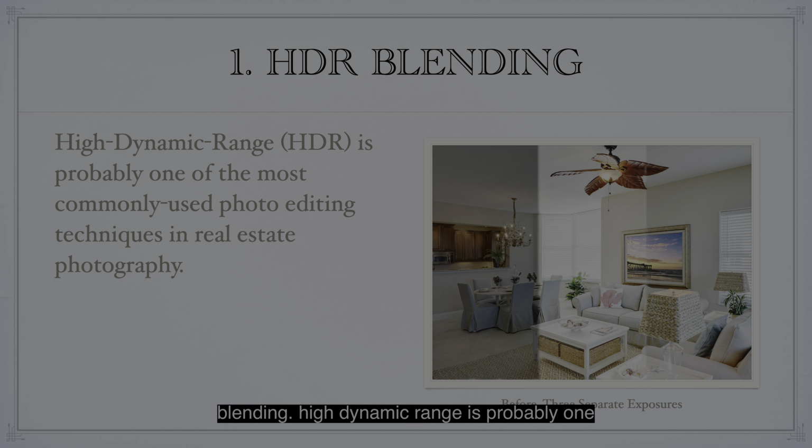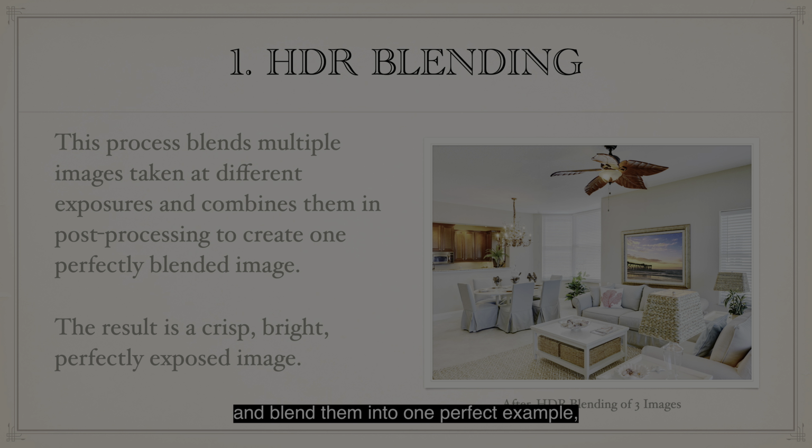High dynamic range is probably one of the most commonly used photo editing techniques in real estate photography. And you can see the image, we've got 3 separate exposures there. The idea of HDR blending is to take those 3 separate exposures and blend them into one perfect example. And there's the after shot there, HDR blending of 3 images. This process blends multiple images taken at different exposures and combines them in post-processing to create one perfectly blended image. The result is a crisp, bright, perfectly exposed image.